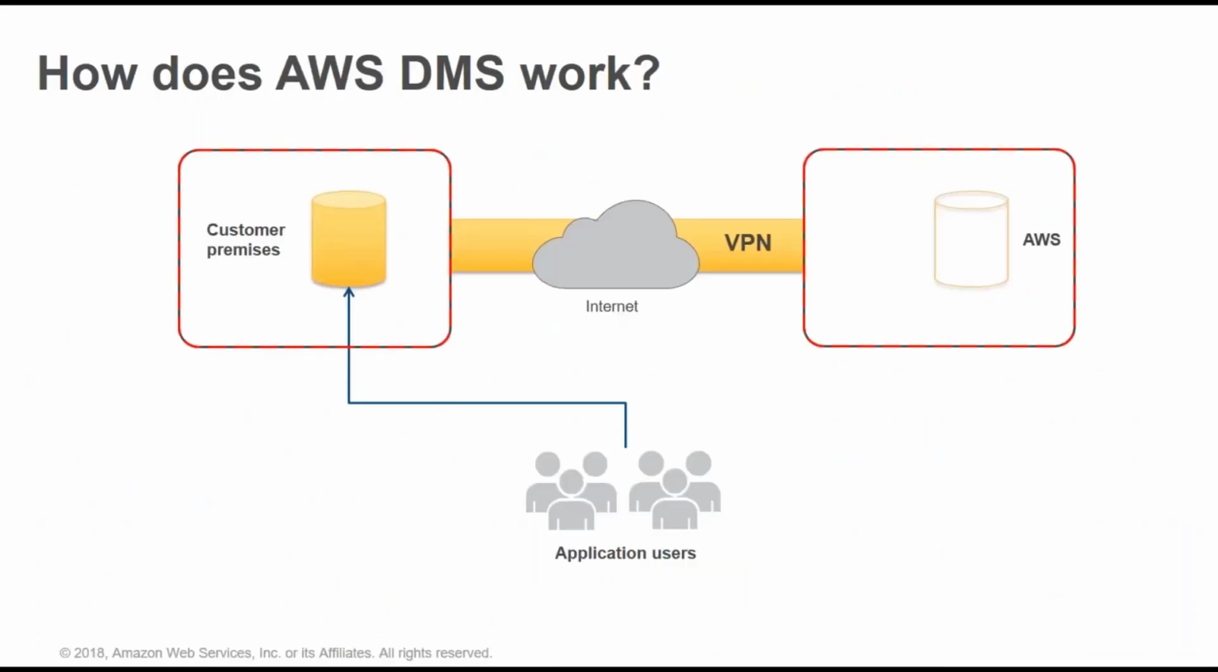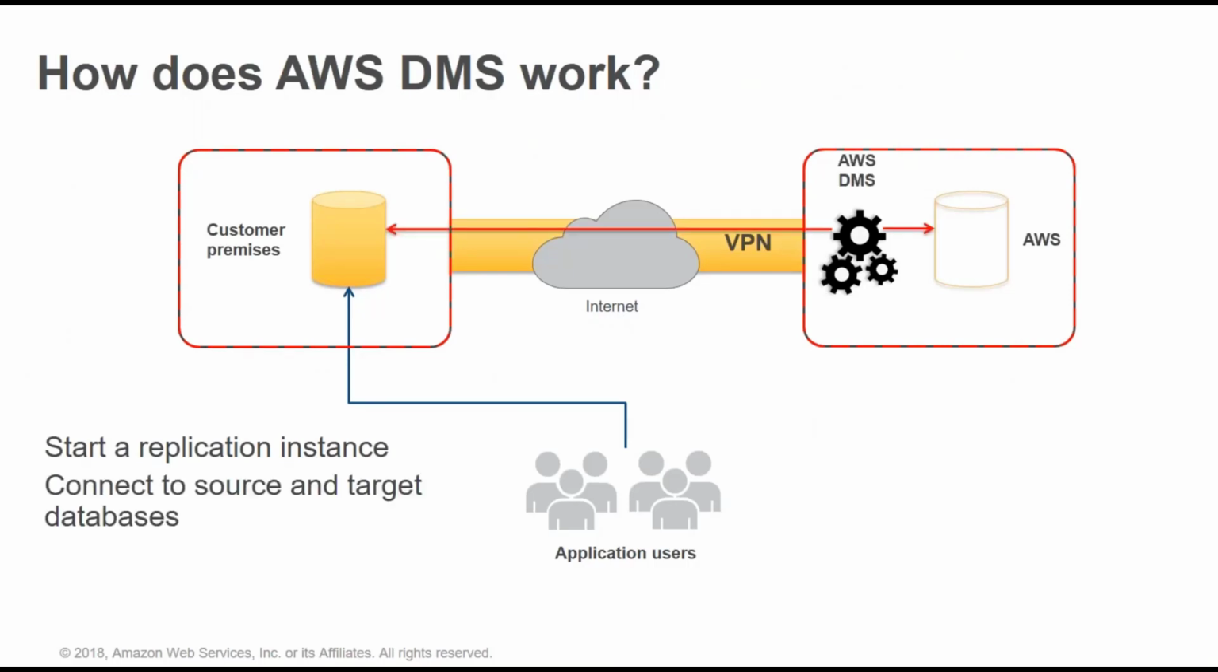So how does AWS DMS work? In this diagram, what you're seeing is the application users are accessing their application, and the application is running on customer premises today. DMS is a replication instance that started up. It connects to the source and the target databases.